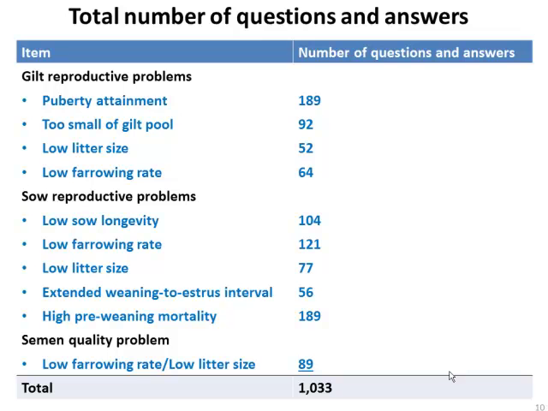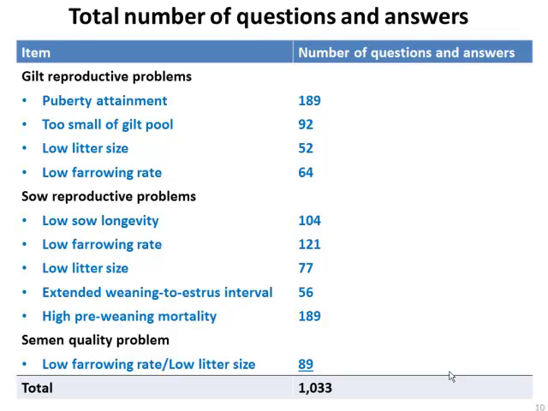Puberty attainment, he worked on that one. He came up with 189 questions. These are a number of questions and answers. So there's 189. Now some of them could be duplicated. But then there's maybe too small of a gilt pool. We run into that quite frequently. You just don't have enough gilts out there. So there's 92 things you might want to take a look at.